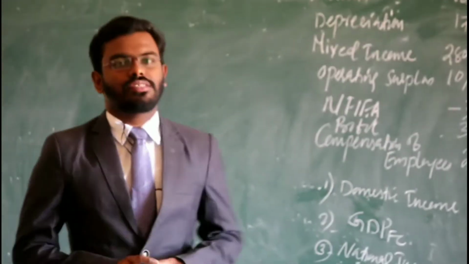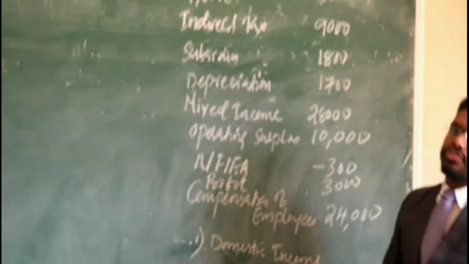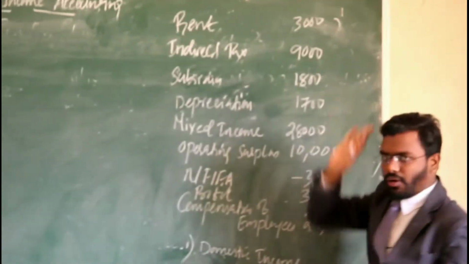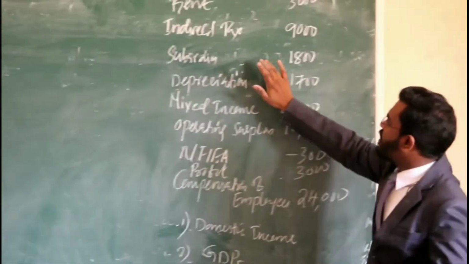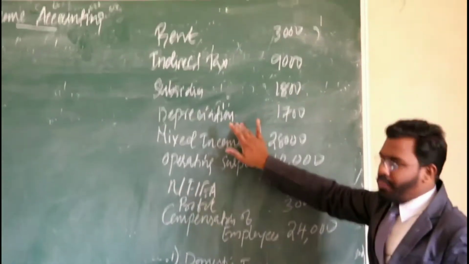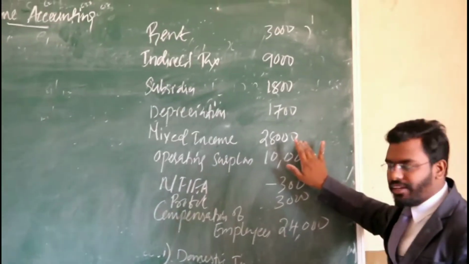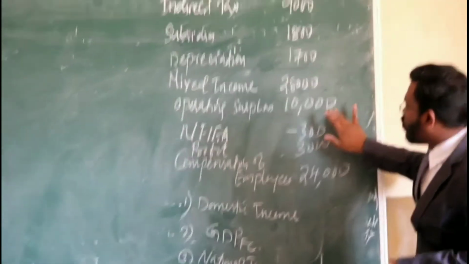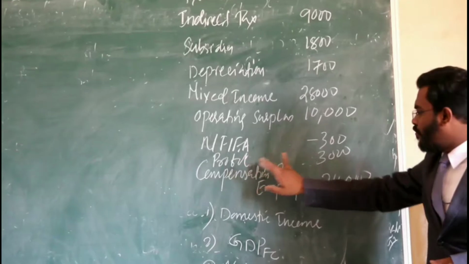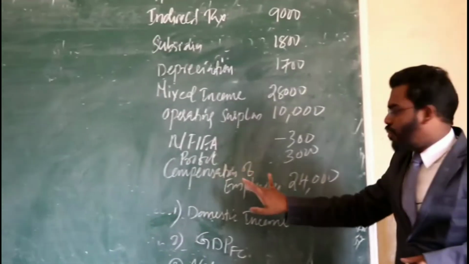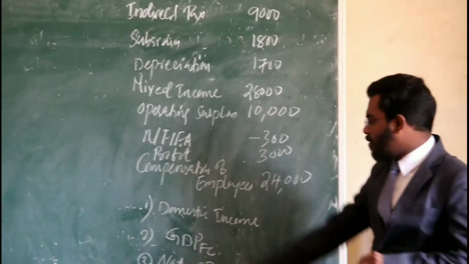So now we can discuss some numerical questions. In the question it is given that rent is equal to 3,000, indirect tax is equal to 9,000, subsidies is equal to 1,800, depreciation is equal to 1,700, mixed income is equal to 28,000, operating surplus is equal to 10,000, NFIFA is equal to minus 300, profit is equal to 3,000, and the compensation of employees is equal to 24,000. Here we need to calculate domestic income.